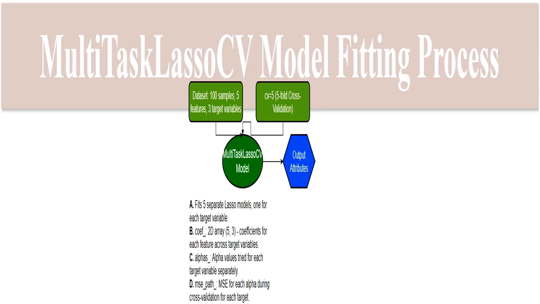I'm dealing with a dataset containing 100 different observations. Each observation has 5 measurable characteristics, or features, and 3 outcomes I want to predict, called target variables. Think of it like predicting house prices, 3 different price ranges perhaps. And each house is described by 5 features: size, location, age, number of rooms, etc.